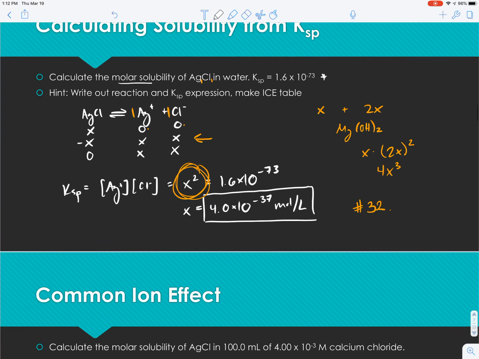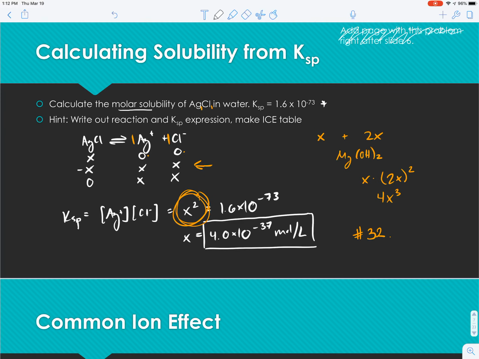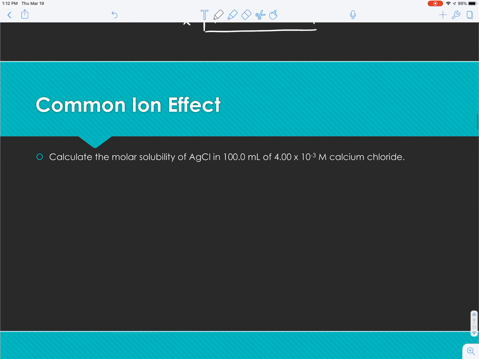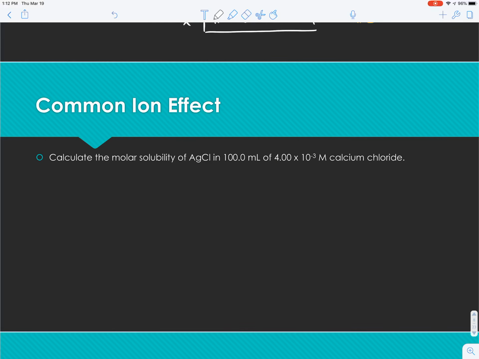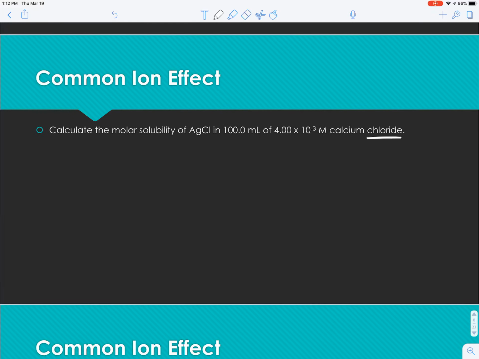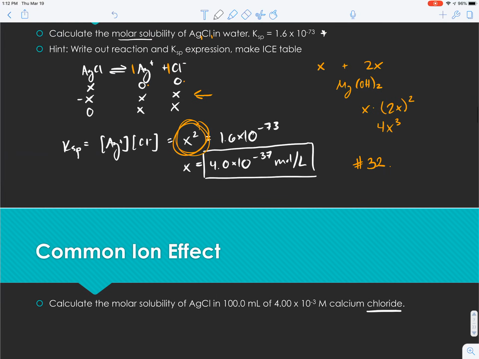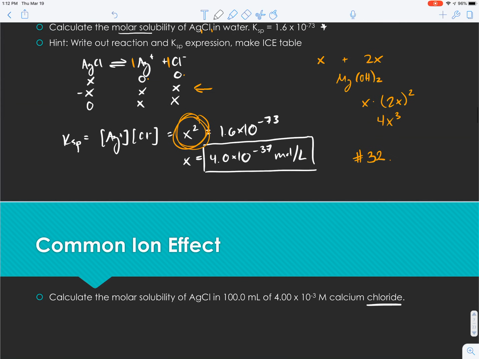In this problem, we found the molar solubility of silver chloride in water, and we found that the KSP is really, really tiny. I mean, that was given, right? Now we're going to see how the molar solubility was still tiny. 10 to the negative 37 is minuscule. Okay, so next we're going to see how that solubility would change if there was already chloride present in the solution. So if you want to do an ICE table, you can.